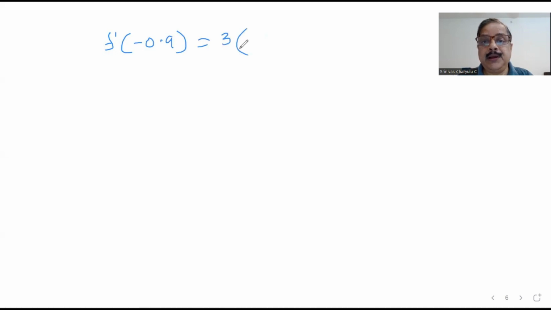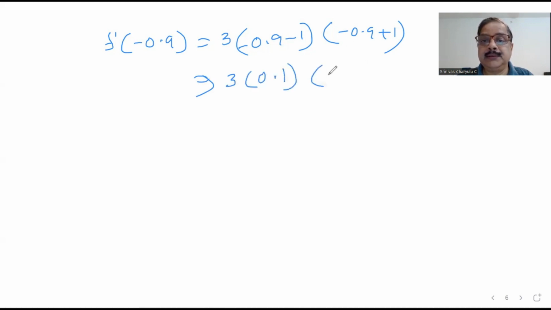f dash of minus 0.9 is equal to 3 into minus 0.9 minus 1, minus 0.9 plus 1. So here minus 0.9 plus 1 is 0.1. Minus 0.9 minus 1 is minus 1.9. The two values have opposite signs, so this will become minus of 1.9 times 0.1. This is a minus sign, so less than 0.